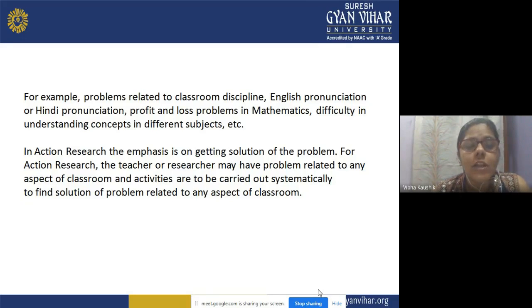In action research, the emphasis is on getting solution of the problem. Now, what is the emphasis, where are we stressing? We are giving emphasis on getting a solution of the problem. For action research, the teacher or researcher may have problems related to any aspect of classroom and activity. It can be related to the classroom discipline, it can be related to the pronunciation, it can be related to understanding any concept in any subject.